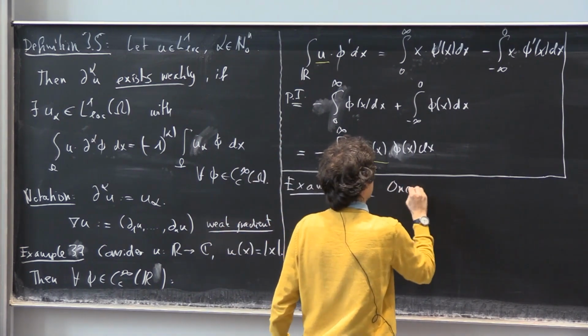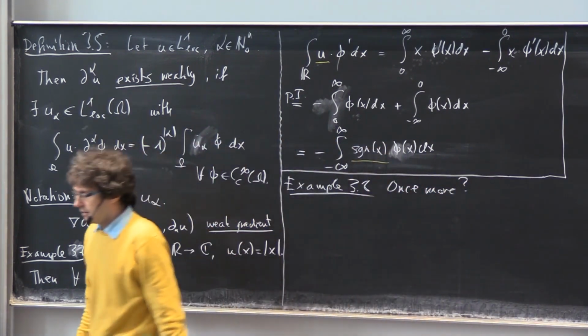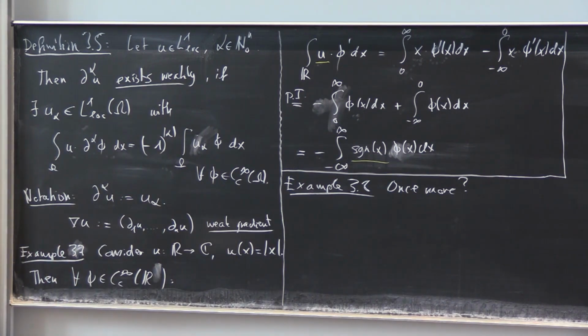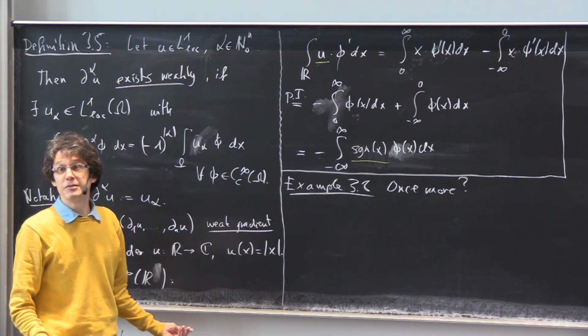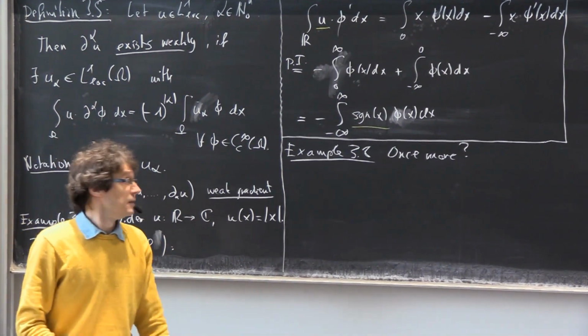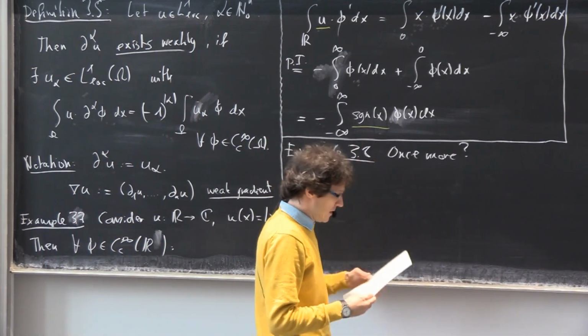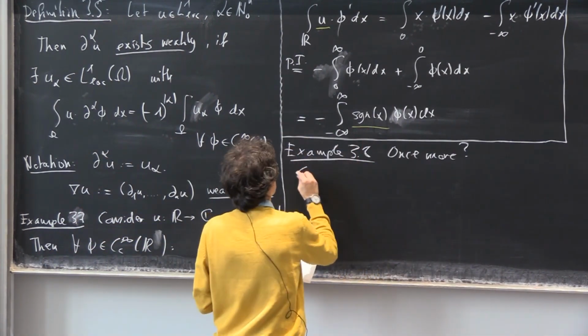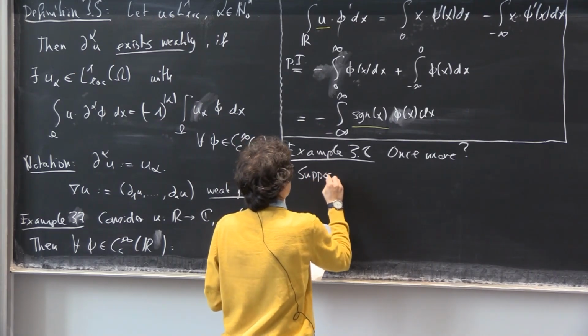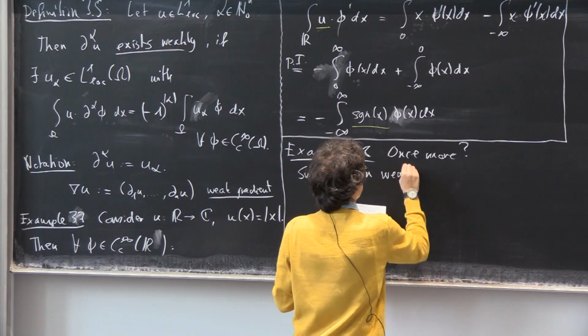So the question is, is the absolute value function perhaps twice weakly differentiable? And this example is here to show you the limits of this notion. So it's not. So the sine function is not weakly differentiable. And we will see this by contradiction. So suppose the sine function would be weakly differentiable.